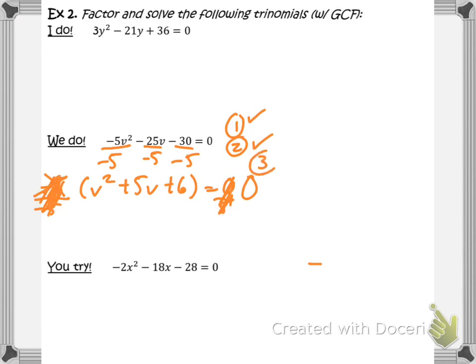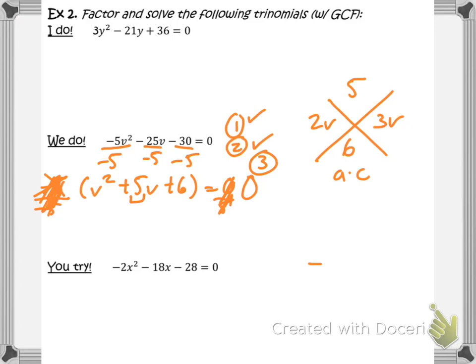Alright, step 3, let's make our magical X puzzle, our favorite thing to do. On top is your B value, B is 5. On the bottom is A times C, which is going to be 1 times 6, which is 6. Now, two numbers that add up to 5 and multiply to 6. Think about it. 1 and 6, no. 2 and 3, oh, 2 and 3 works. Positive 2 and positive 3. So 2 times 3 gives me 6. 2v plus 3v gives me 5v.